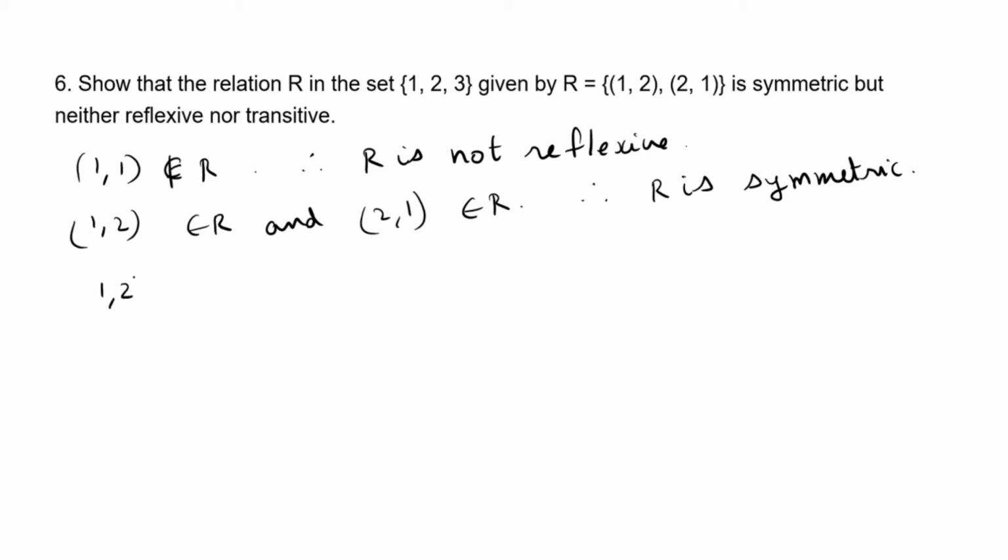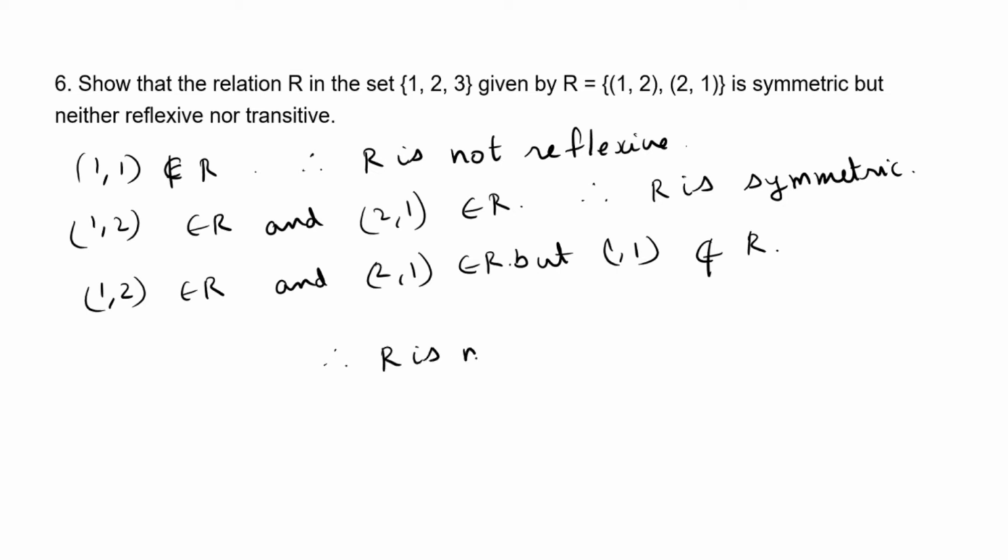Now here (1, 2) belongs to R and (2, 1) belongs to R. If R is transitive, then (1, 1) should belong to R, but we do not have (1, 1) in R. Therefore, R is not transitive. I hope this is clear.